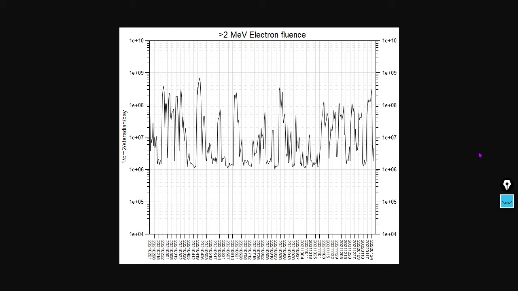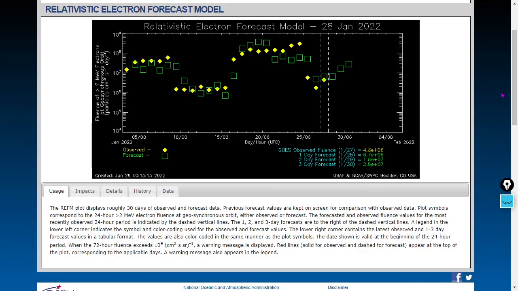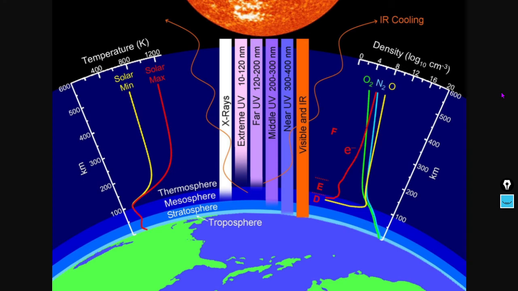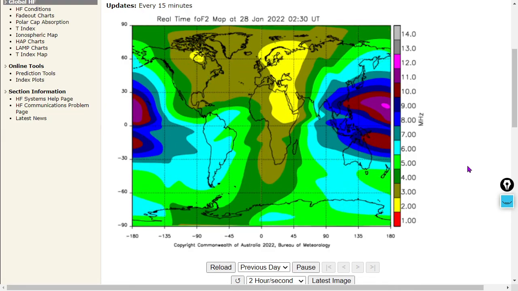Here's the 1-year chart of the relativistic electrons as measured by the GOES 16 and 17. Here's the past 3 days. We are expecting an uptick here following the subsiding of the most current coronal hole high-speed stream. And there's the NOAA forecast model for that. Next, we're going to show you the ionosphere, the ionogram and anomalygram for the F layer, located around 300 kilometers of altitude. Here's your ionogram for the past day.